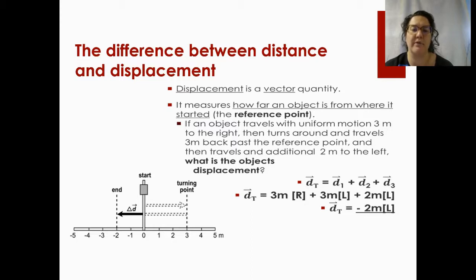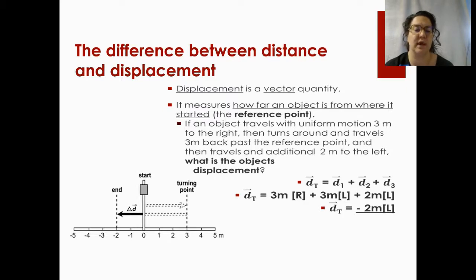So we want to know how far that object has moved from its starting point. So if it's traveling with uniform motion 3 meters to the right, this would be positive 3 meters. Then it turns and travels 3 meters back to the left. So it'd be negative 3 meters or 3 meters left. And then it travels an additional 2 meters left.